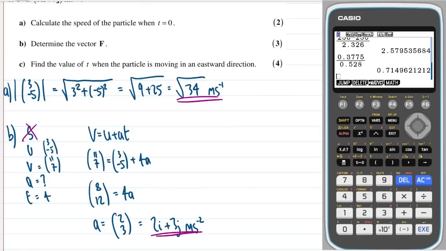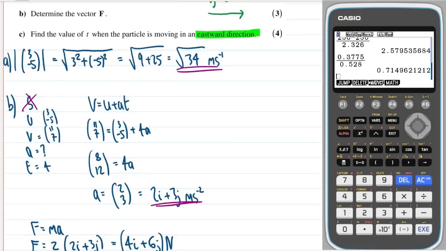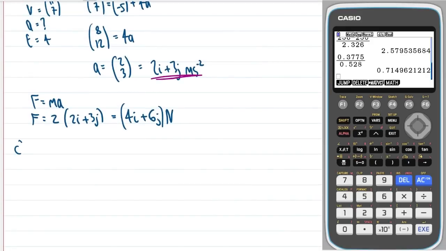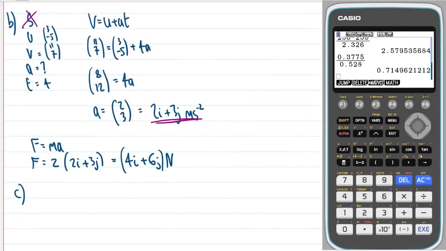Find the value of t when the particle is moving in an eastward direction. Okay, so an eastward direction means we're moving this way, and this means that the velocity in the j will equal 0. It's only moving in the i direction, so the velocity in the j is equal to 0. Okay, so we need to set up an equation of motion for the velocity, and we can use this information here to find an equation for v. So we'll say v is equal to u plus at, so v is equal to the initial, which was 3i minus 5j, plus the acceleration, which we worked out was 2i plus 3j, multiplied by t.